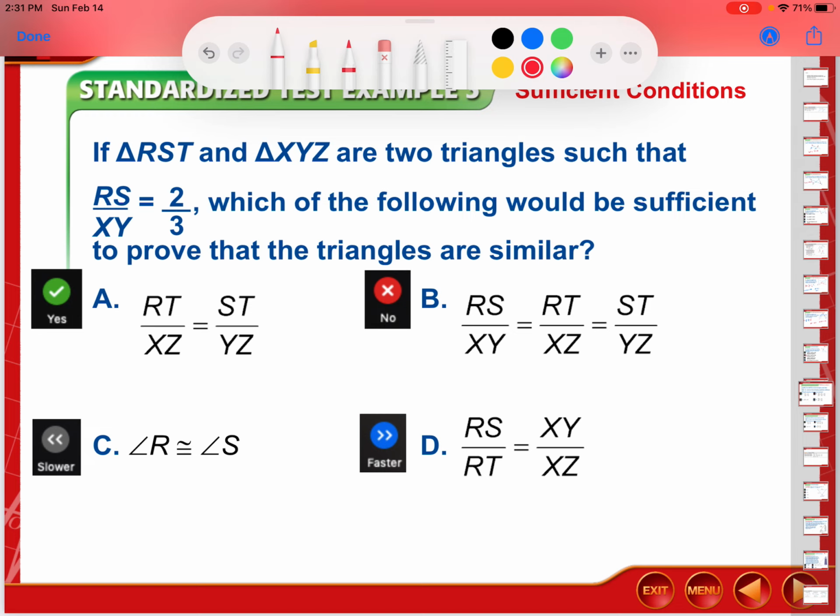All right, so if RST and XYZ are two triangles such that RS over XY is 2/3, which of the following would be sufficient to prove that the triangles are similar? So if RS over XY is 2/3, then we would need to know RT.